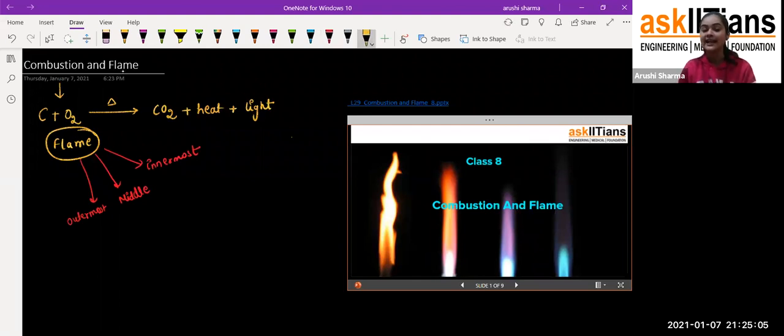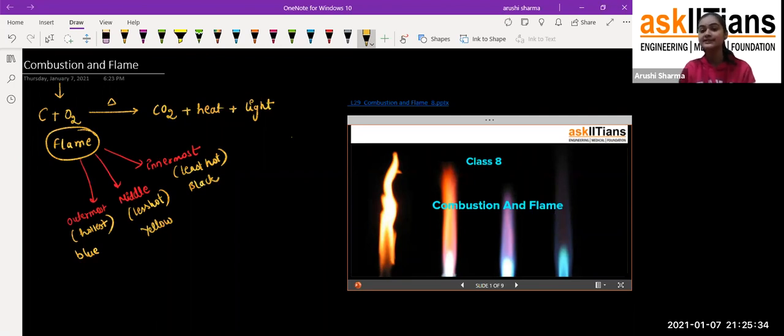The outermost part is the hottest part, which is of blue color. Exactly, student. The middle is less hot as compared to the outermost part, and it has a yellow color. And the innermost is the least hot part of that flame, and it has a black color. So this is the structure of the flame, student.